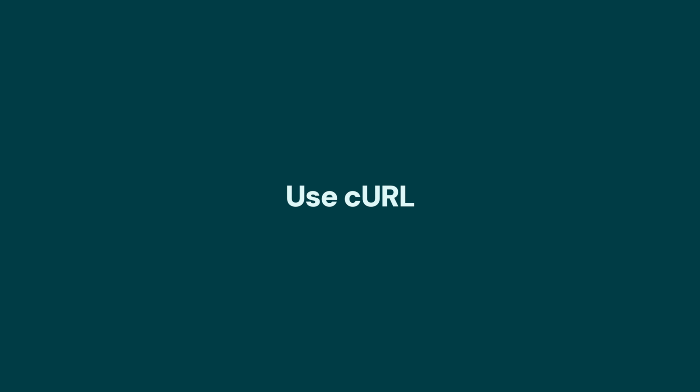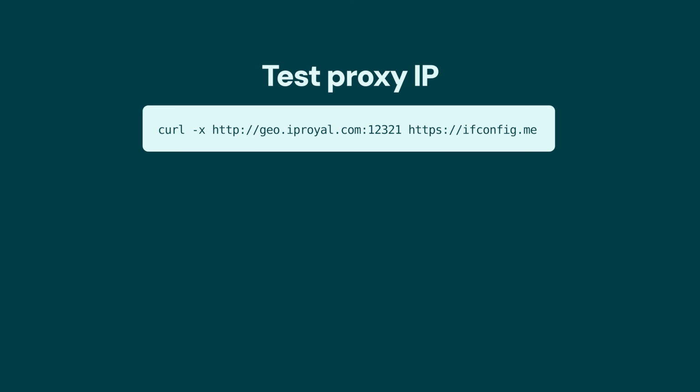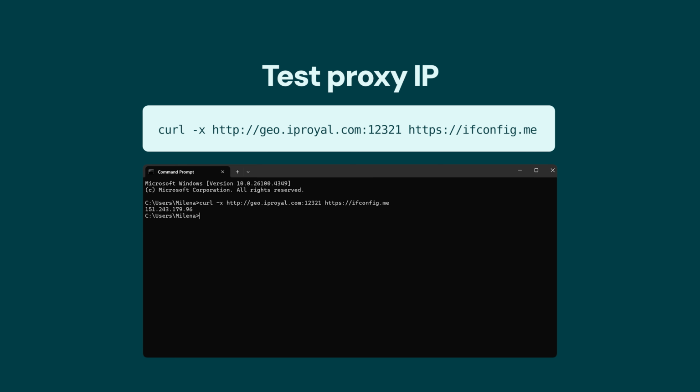Number 4. Use curl. Testing proxies with curl is another way to check their functionality and performance from the command line. Here's what you can check and how to do it. Test proxy IP. Use this command to confirm whether your proxy is active. If it shows the proxy's IP instead of your original one, your traffic is successfully routed.